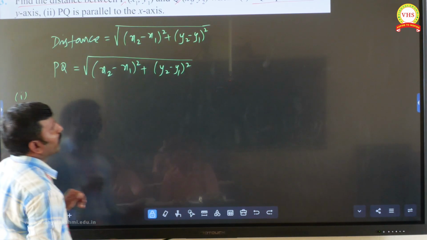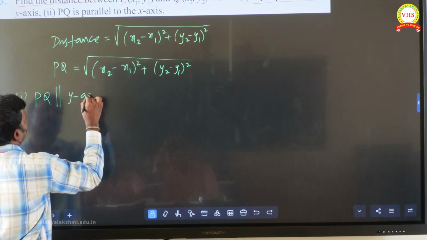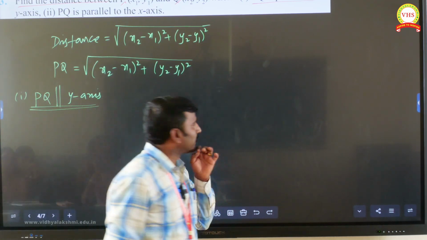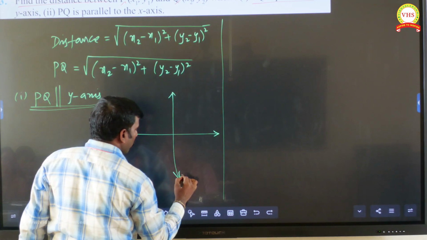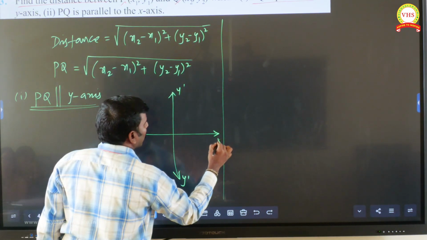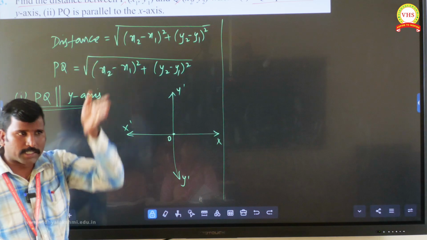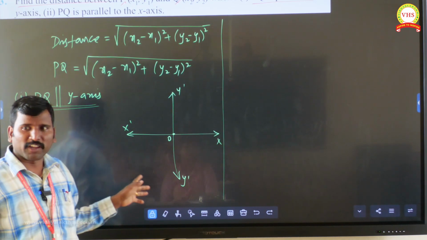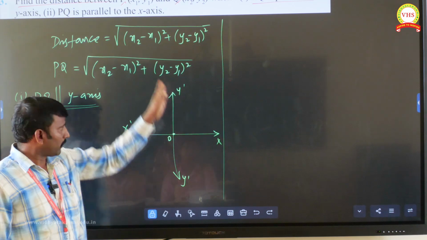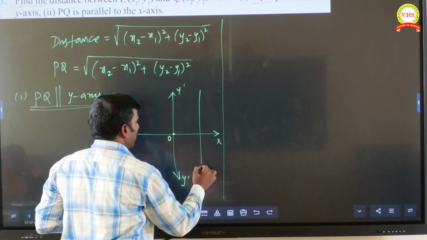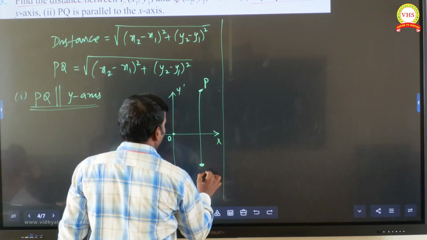Now, point number 1: PQ is parallel to y-axis. Listen to the concept. PQ parallel to y-axis means the PQ line should be vertical, because the y-axis is vertical with respect to the x-axis. In the same manner we have to draw PQ. It can be drawn like this, on the right-hand side or the left-hand side, whichever you wish. So this is point P and point Q.